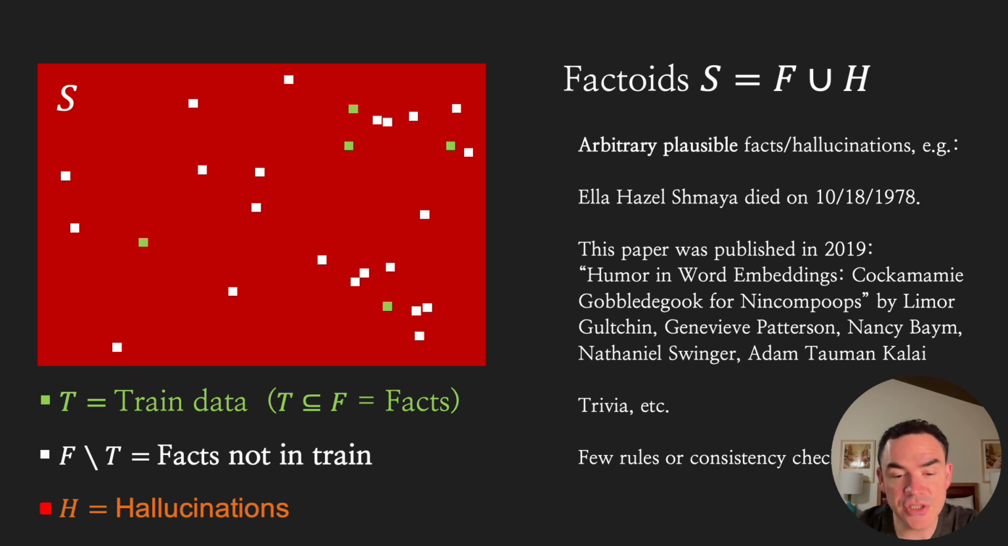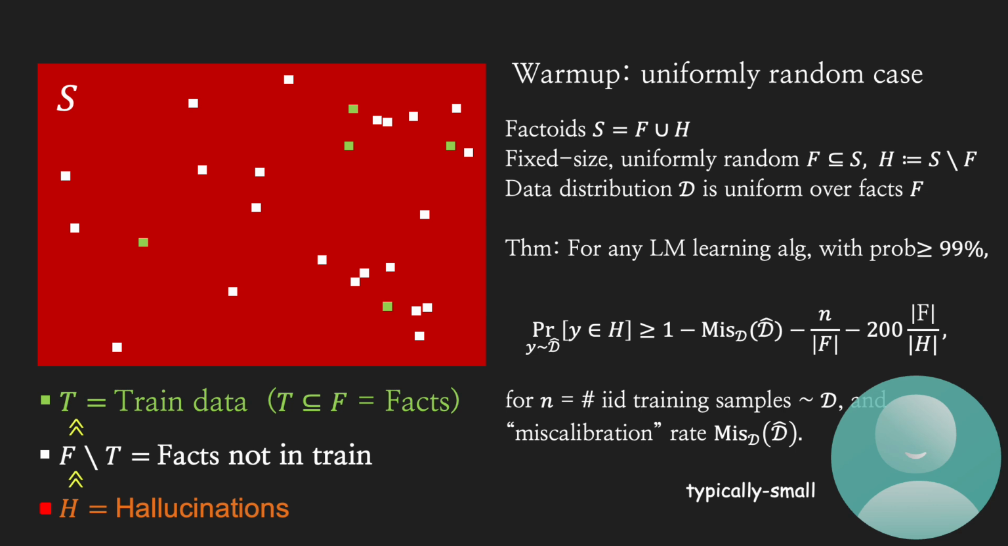And then there's the hallucinations, where there's many more of those. And we draw those in red. Okay? And so we're assuming that the number of training data is much smaller than the number of facts, which is much smaller than the number of hallucinations. So let's look at the bound here.